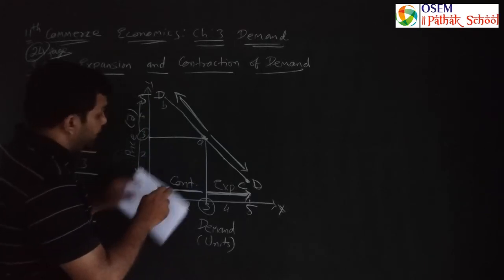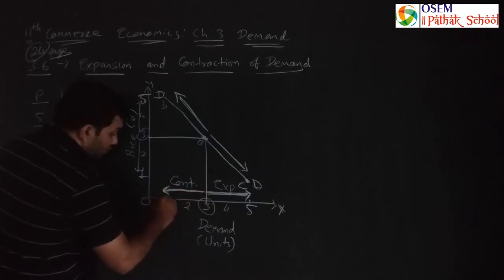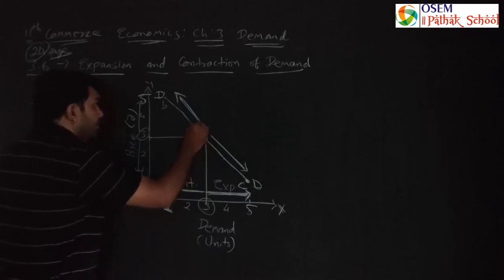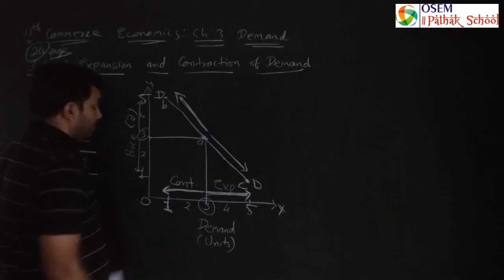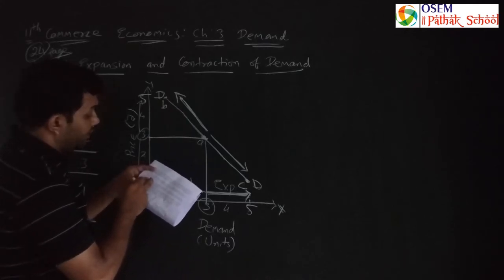Demand contracts from 3 units to 1 unit. Demand is contracting from 3 units to 1 unit. So demand is contracting, and this movement can be seen from point A to point B. And here it is mentioned clearly, which is shown at point B.